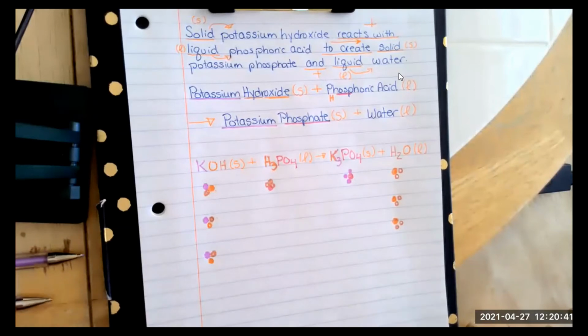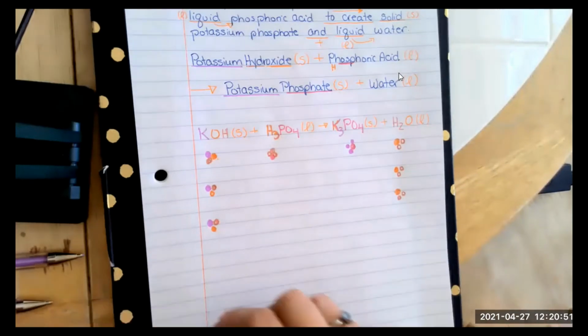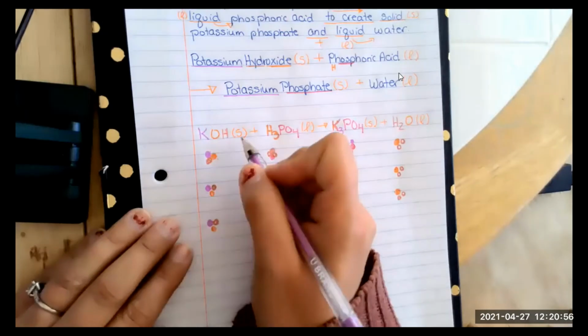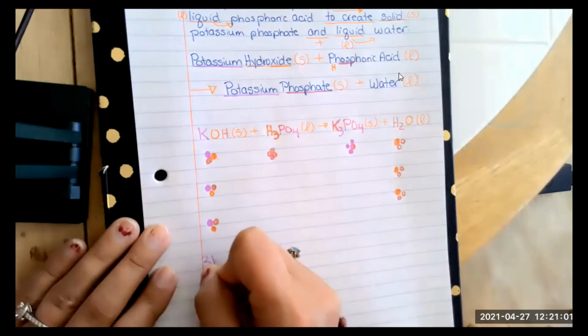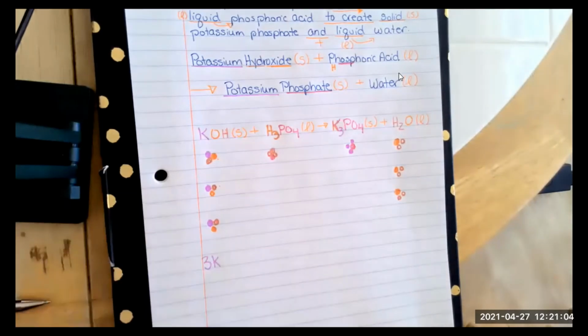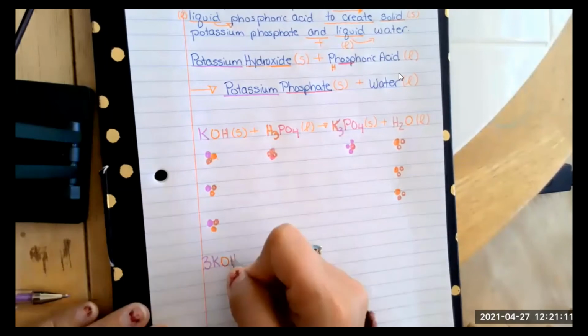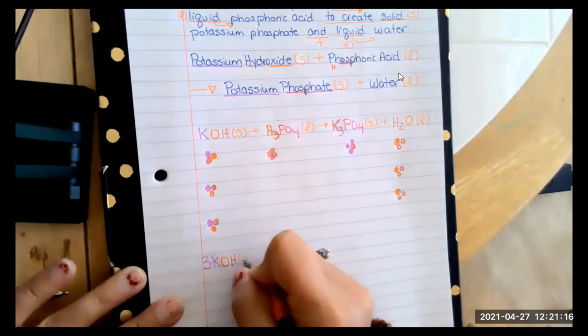of balancing problems. Now that we've balanced it, we can write our final equation with our coefficients. Now I have 1, 2, 3 for KOH, potassium hydroxide, because I represented 3 molecules. So that 3 is my coefficient. So I need 3 of the entire KOH molecule. And don't forget to write down your states of matter and your equation details in your other color.